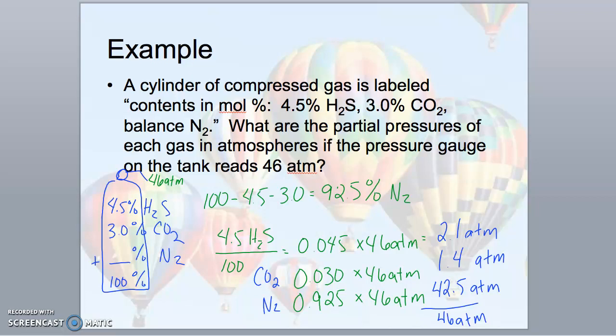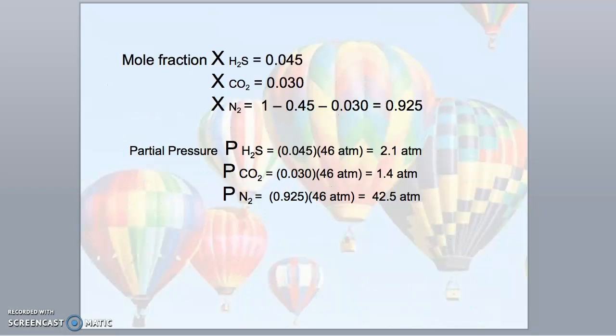This is another example problem. You should be able to complete it on your own after you study this a little bit. Notice how we had to get the balance percent N2, and we just took the two provided percents and subtracted them from 100. Here's a detailed answer to that previous question.